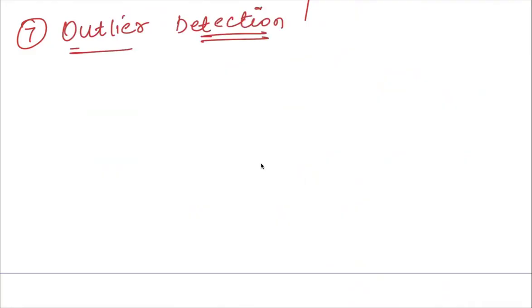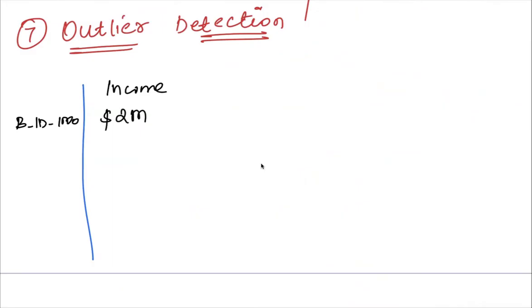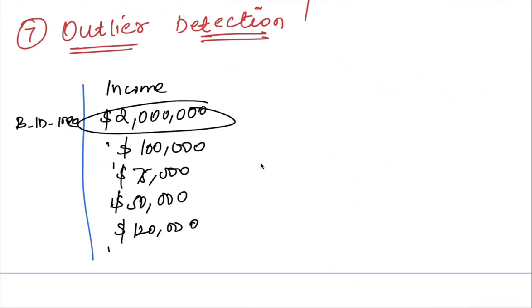What is outlier detection? A lot of times you will have outliers in your data set. Let's say income. You have income as a variable. Let's say borrower ID 1000, and the income here is, let's say, $2 million. $2 million is the income. And for all the others, you see income as, let's say, $100,000, $75,000, $50,000, $120,000.